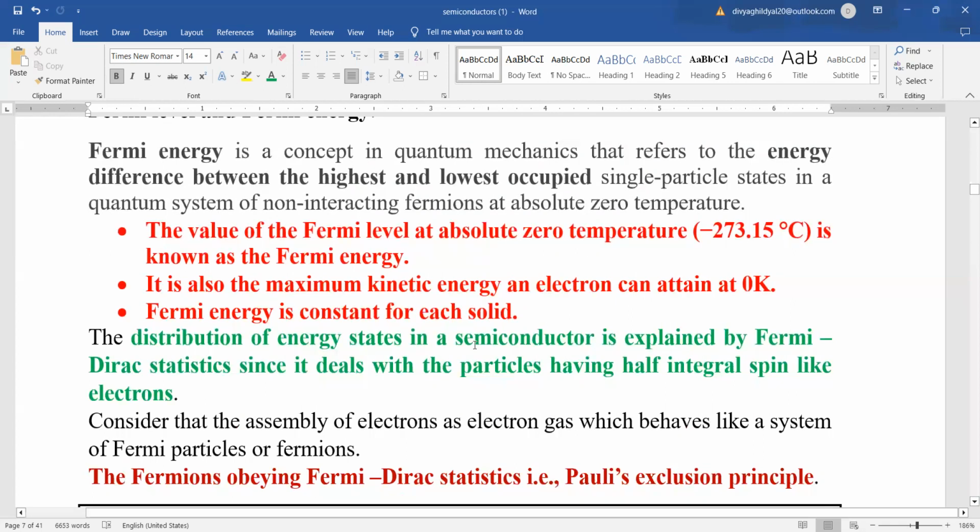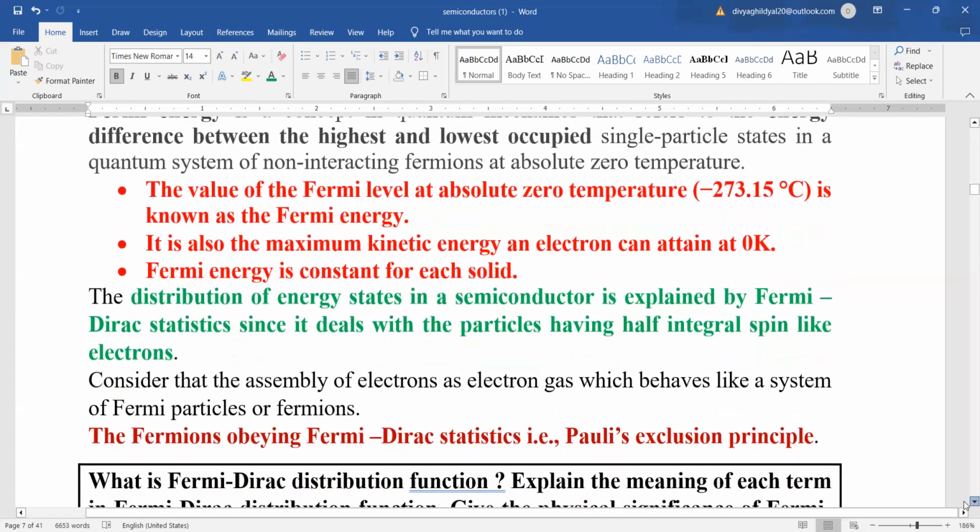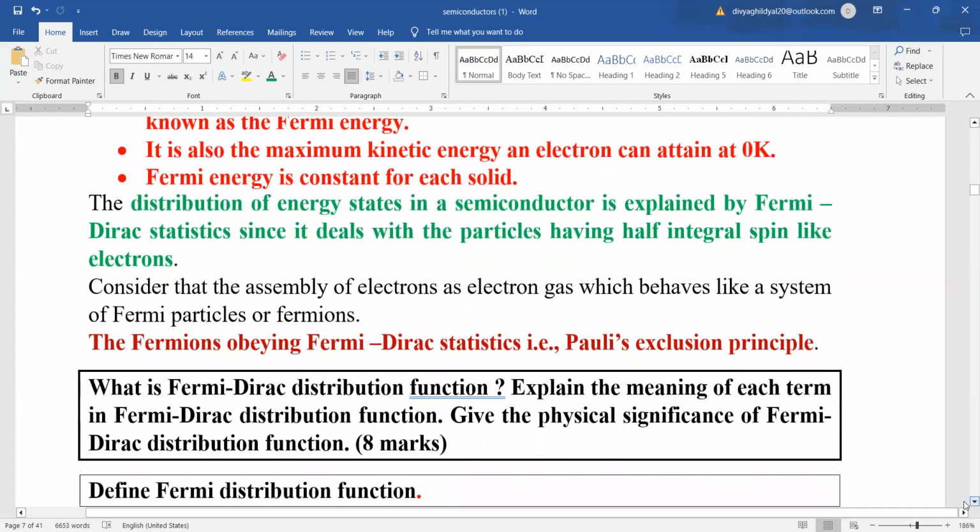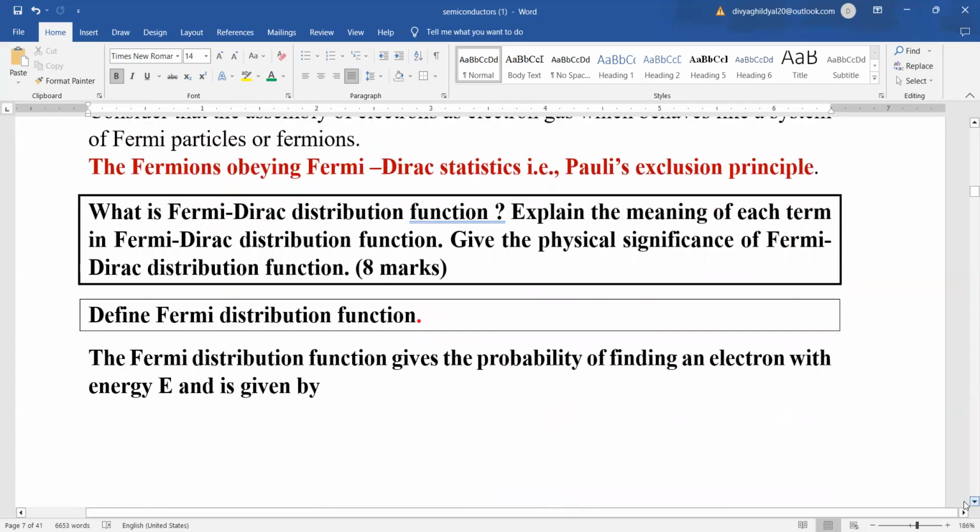The distribution of energy states in a semiconductor is explained by Fermi-Dirac statistics, since it deals with particles having half integral spin, like electrons. So fermions obey Fermi-Dirac statistics, that is, they obey Pauli's exclusion principle. Again, you can see how many times they have asked: what is the Fermi-Dirac distribution function, explain the meaning of each term, give the physical significance of Fermi-Dirac distribution.